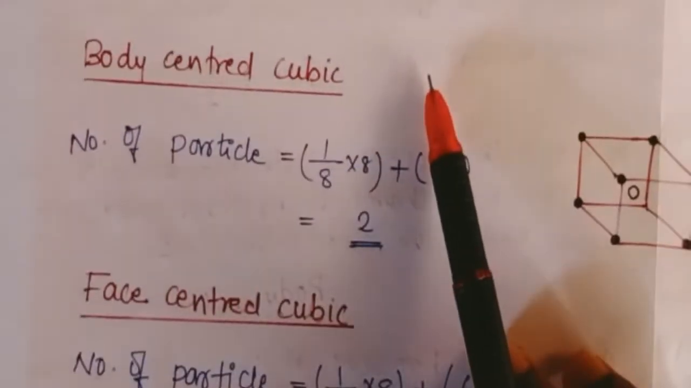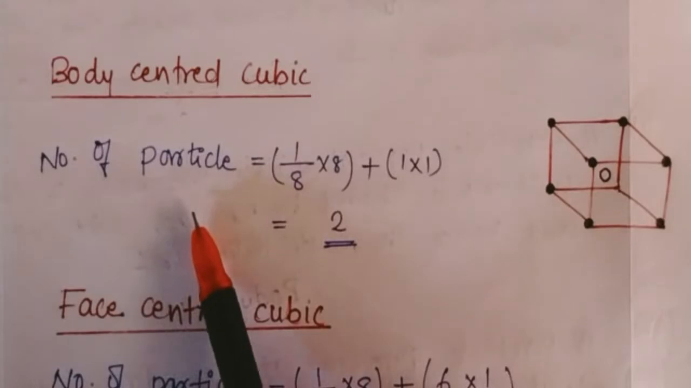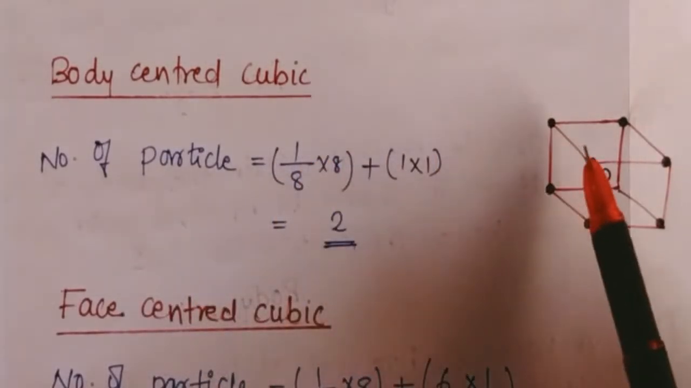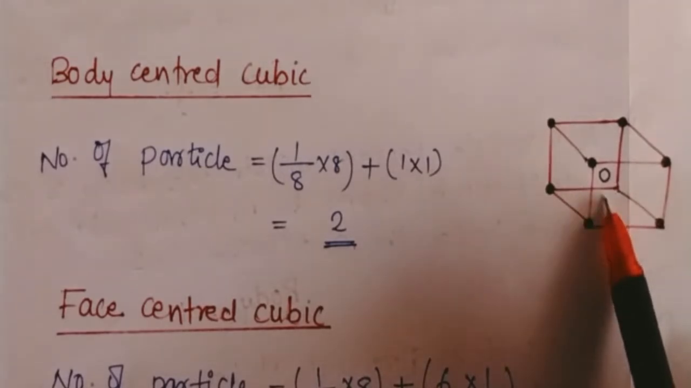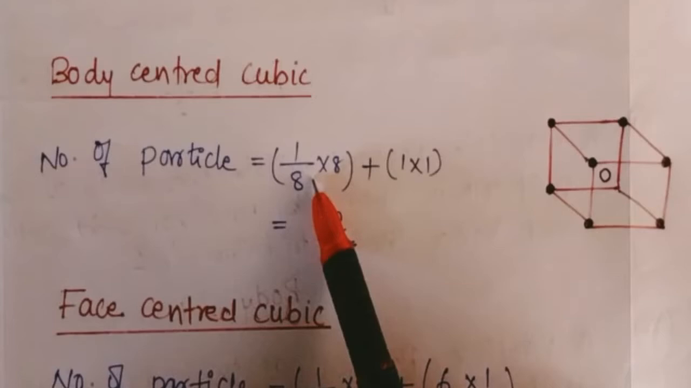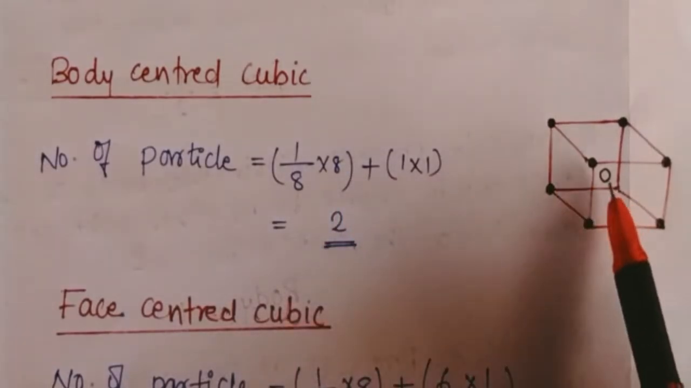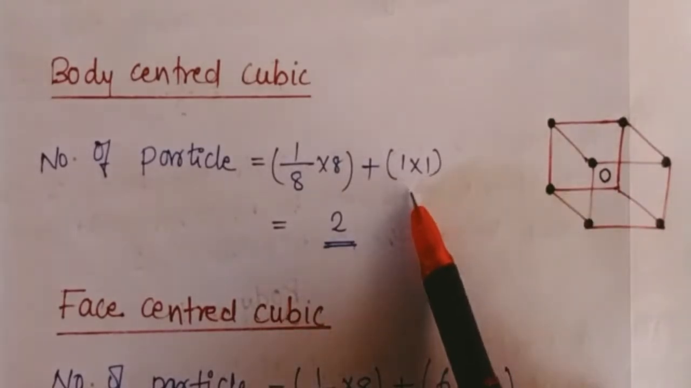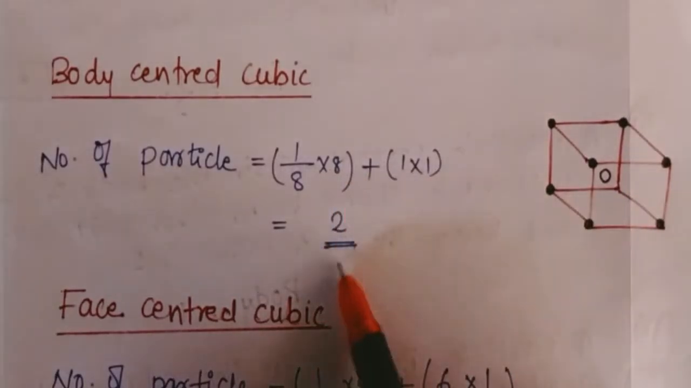And in the case of body centered cubic, we already know that the particles are located at the corner and the center. So in the corner, we already know it is 1 by 8 into 8. But the body does not have contact with any other unit cell, so it is 1. Then 1 into 1 is equal to 1. So 1 plus 1 equal to 2.